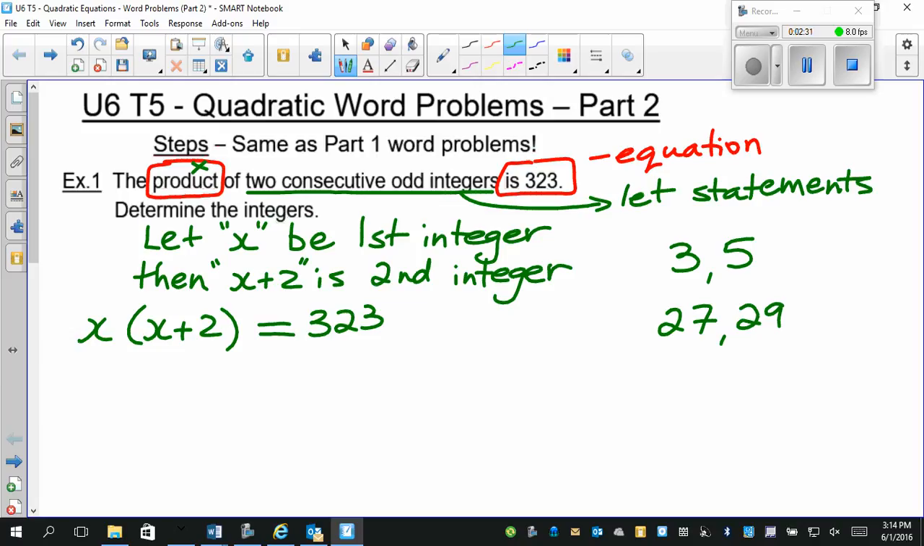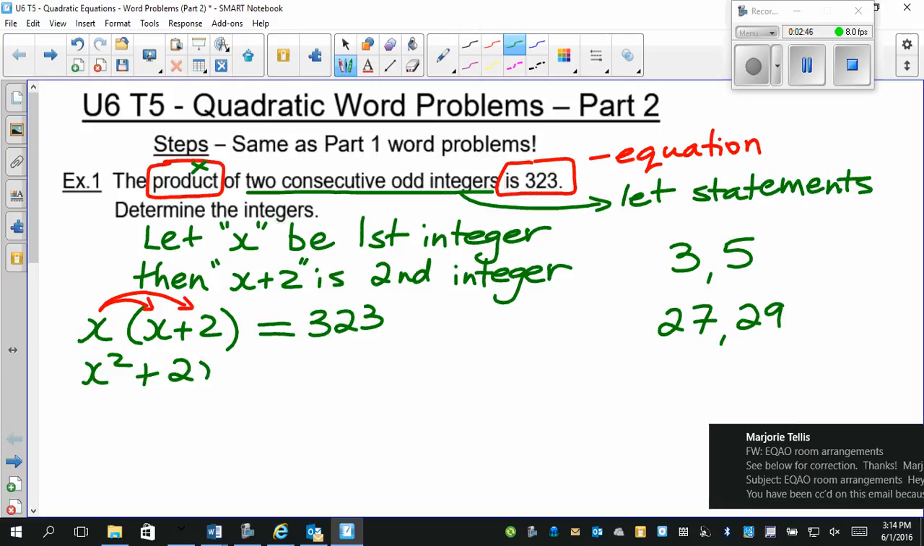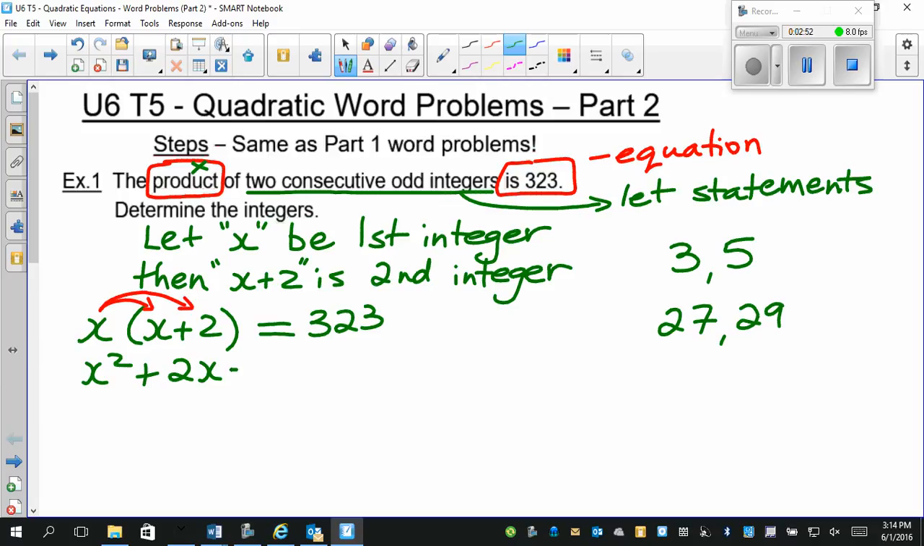So now, just like I've done in the other questions, I need to get everything simplified and on one side of the equal sign. So x times x gives me x squared. Then I get plus 2x. Okay, and then 323 moves over and becomes minus 323. So it'll look like that.